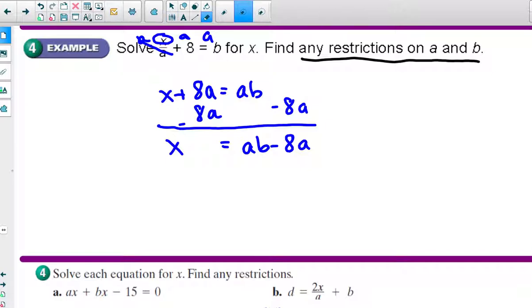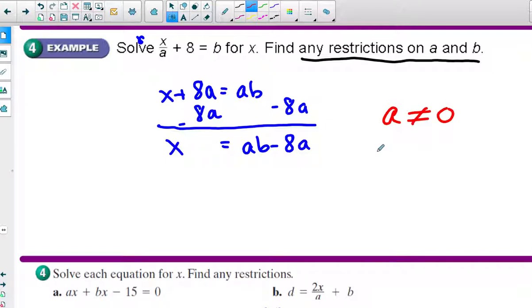But when I look up here at the original, I notice that I do have a fraction and I do have a variable in the denominator. So what you do is you take whatever is in the denominator. It doesn't matter if it's an expression, if it's just a variable, if it's a variable with a coefficient, you are going to take that denominator and write a does not equal 0 and solve it for the variable, in this case the a. Well, it's already solved, so the restriction is a cannot equal 0.